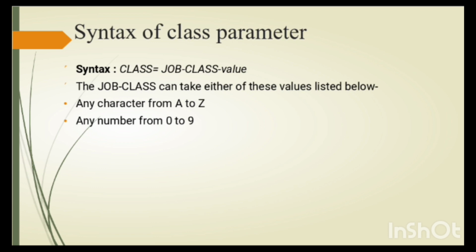So after that, it means a letter from A to Z or a number from 0 to 9, in all 36 classes: A to Z, after that 0 to 9. The number means A to Z, that is 26 characters, and 0 to 9, that is 10 numbers, and that equals 36 classes.